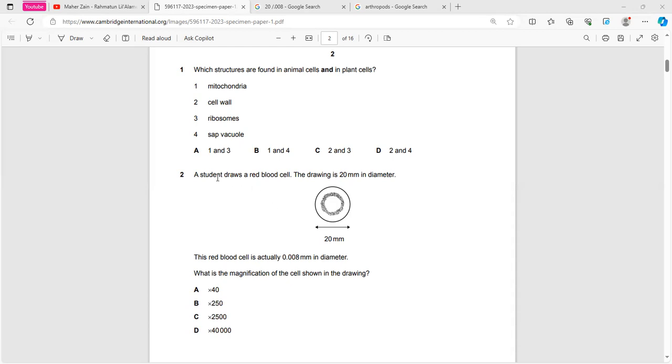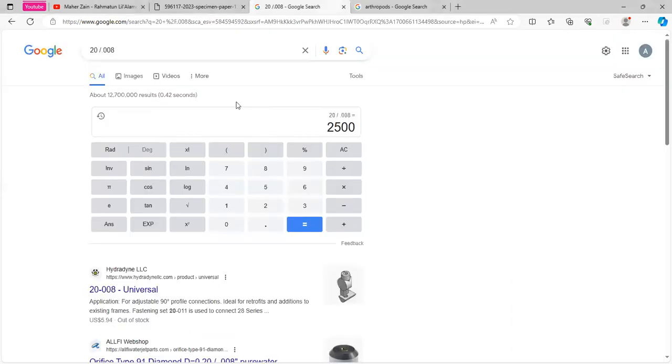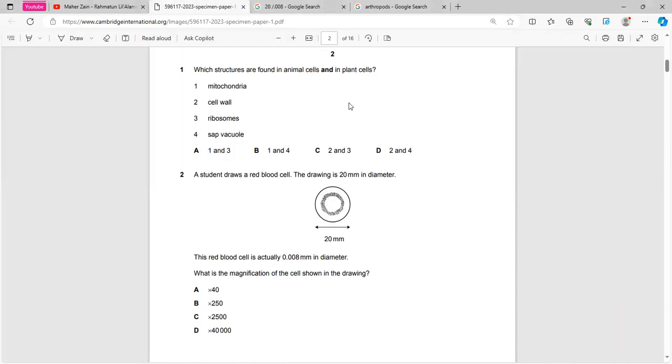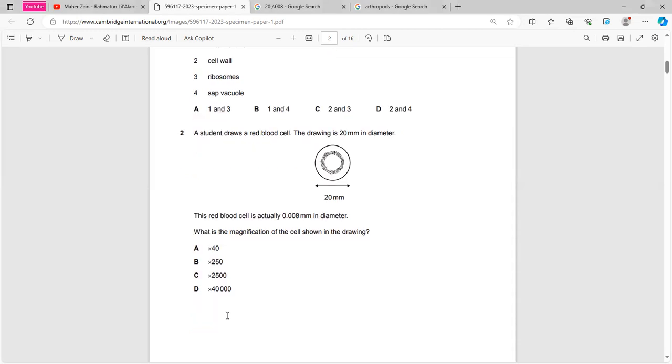Now, question number 2 asks the magnification. You have to remember the magnification formula. The magnification formula is the size of the image over the size of the object. In the question, it says that the red blood cell is actually 0.008, so this is the size of the object and this is the size of the image. I've already done the calculation to show you that the size of the image, 20, divided by the size of the object gives me a magnification of 2500, and thus that is the answer.